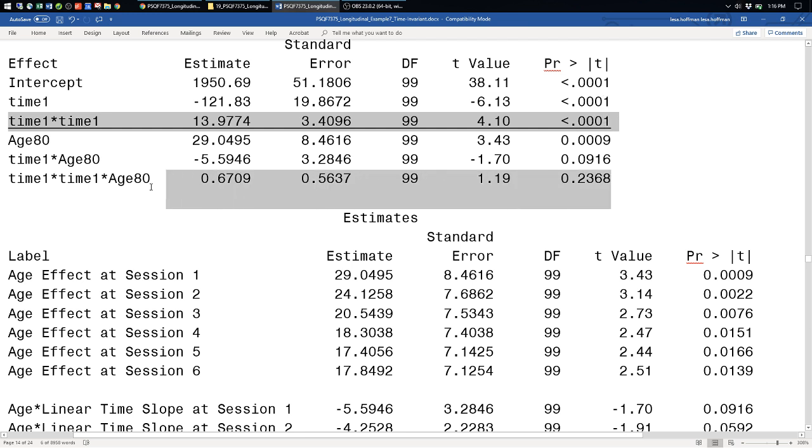What happens to their quadratic? Quadratic is 13 in 80-year-olds. What is it in older people? More positive. So let's put that together. What does it mean to have a more negative linear slope at session 1 coupled with a more positive quadratic?